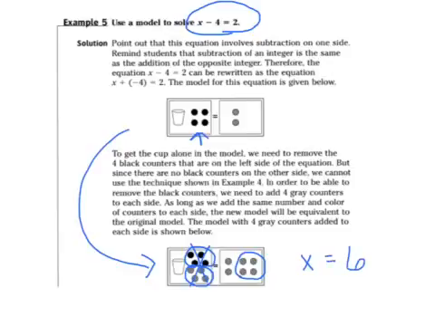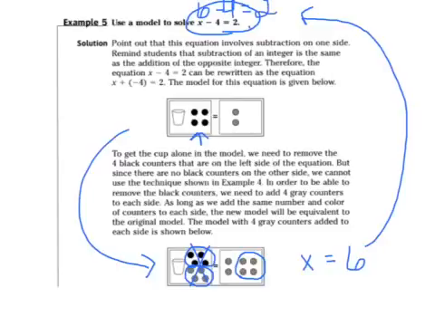The great thing is you can always go and check your work. You can go back up and take your variable and plug it in for x. So here we've got 6 minus 4. Well, 6 minus 4 does equal 2. So you can always, always, always check your work.